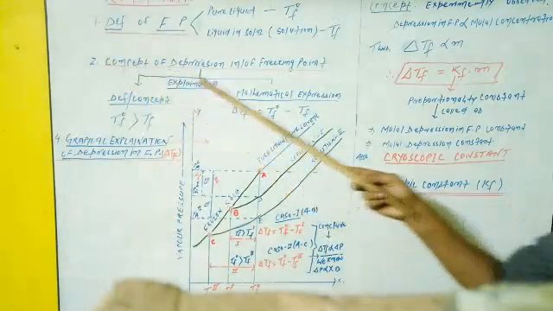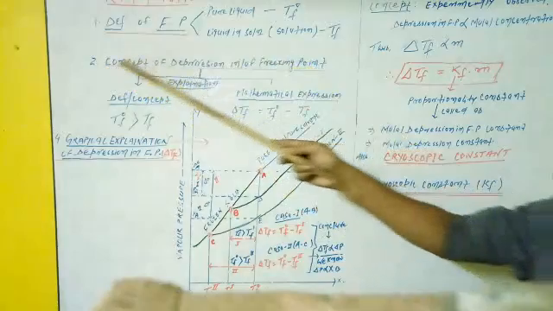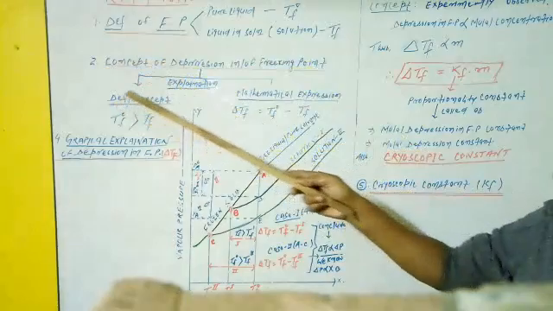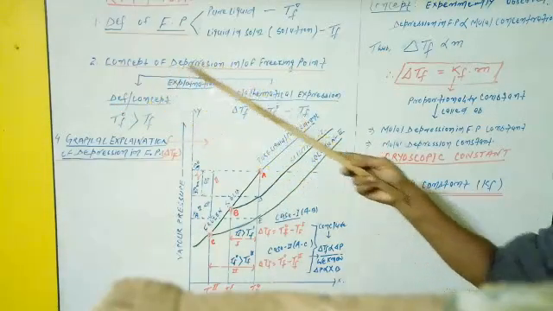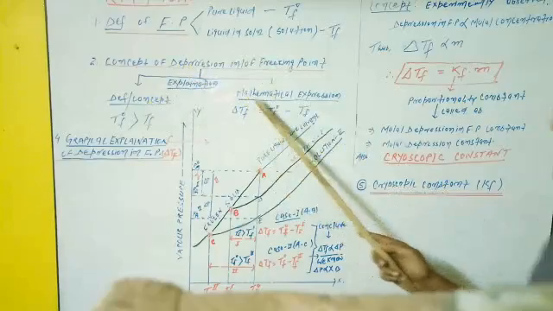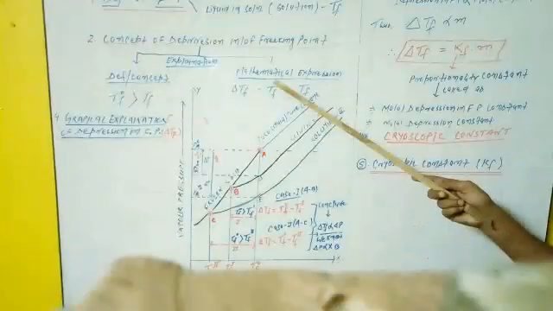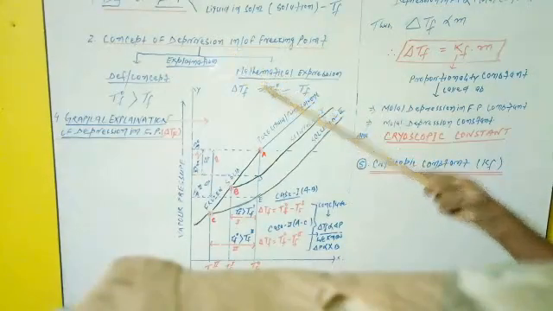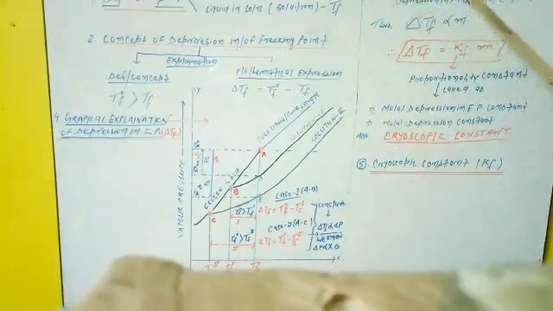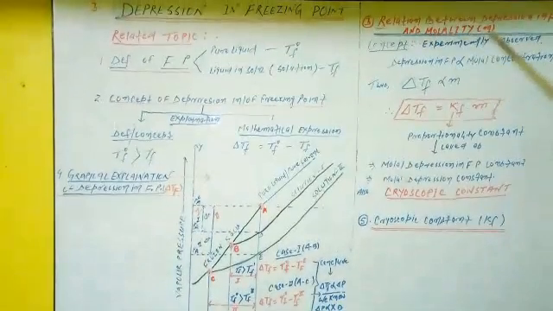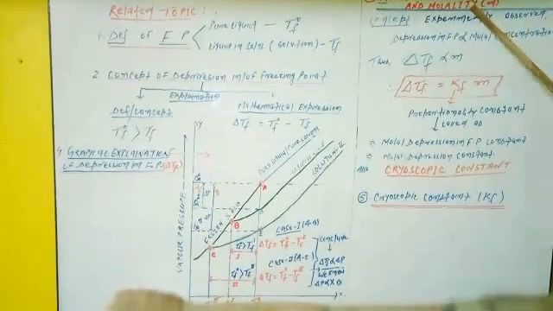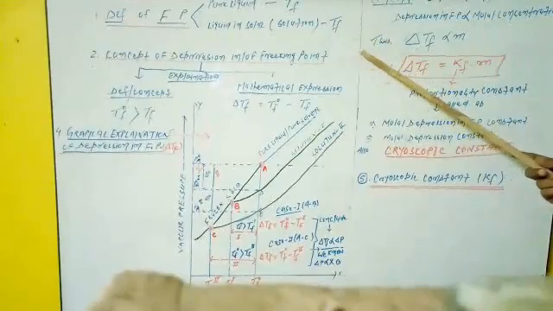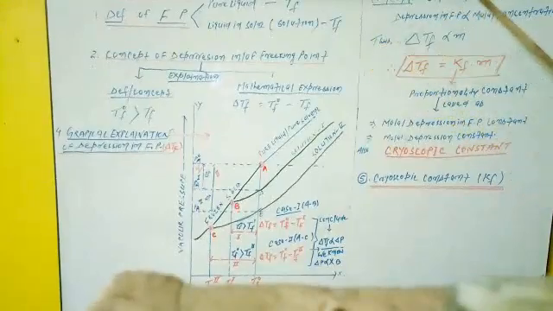Secondly, the concept of depression in freezing point. This is also discussed in two ways. In the first phase we discuss the definition and concept of why we use the term depression in freezing point. Secondly, the mathematical expression, how depression in freezing point is expressed mathematically. Third, the relation between depression in freezing point and molality, where we discuss which factors depression in freezing point depends upon. So here it is molality.